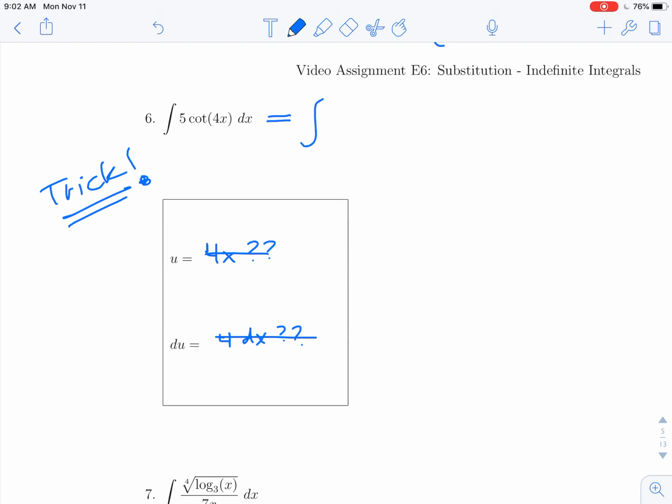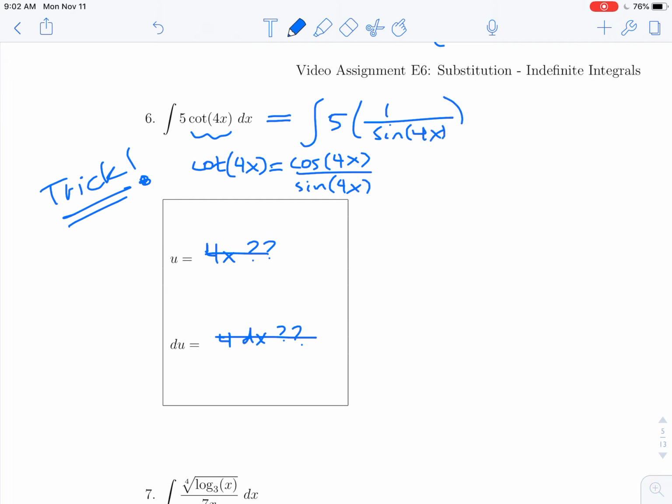So the indefinite integral of 5 cotangent 4x is the same thing as cosine 4x over sine 4x. And so I can rewrite my integrand as 1 over sine of 4x times cosine of 4x dx.